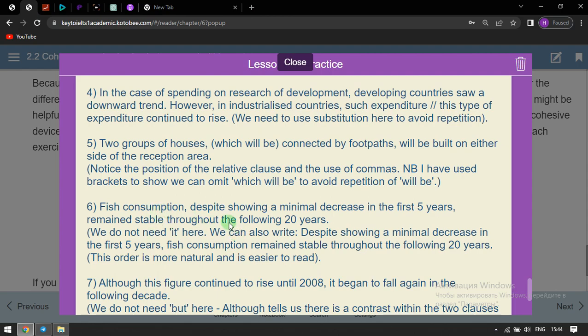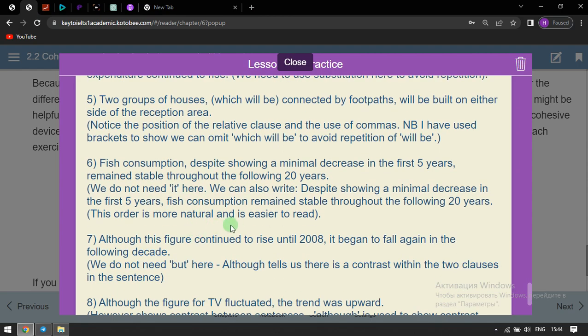Fish consumption, despite showing a minimal decrease in the first 5 years, remained stable throughout the following 20 years. We do not need it here. We can also write, despite showing a minimal decrease in the first 5 years, fish consumption remained stable throughout the following 20 years. This order is more natural and is easier to read.